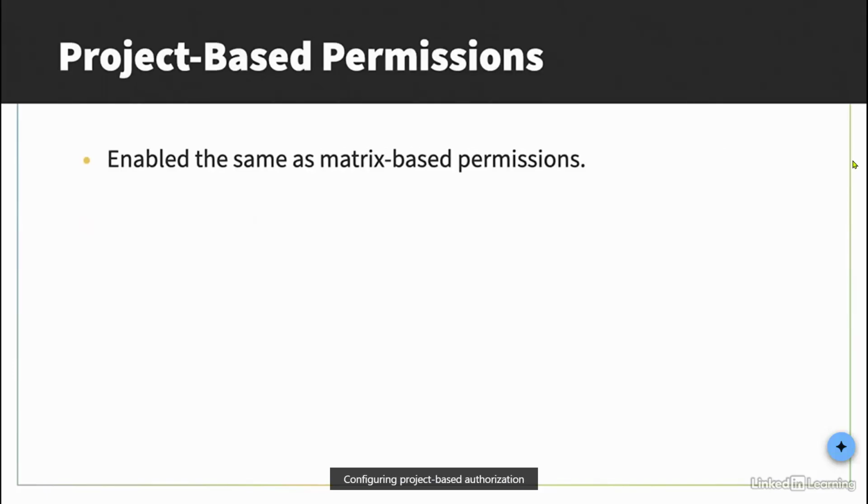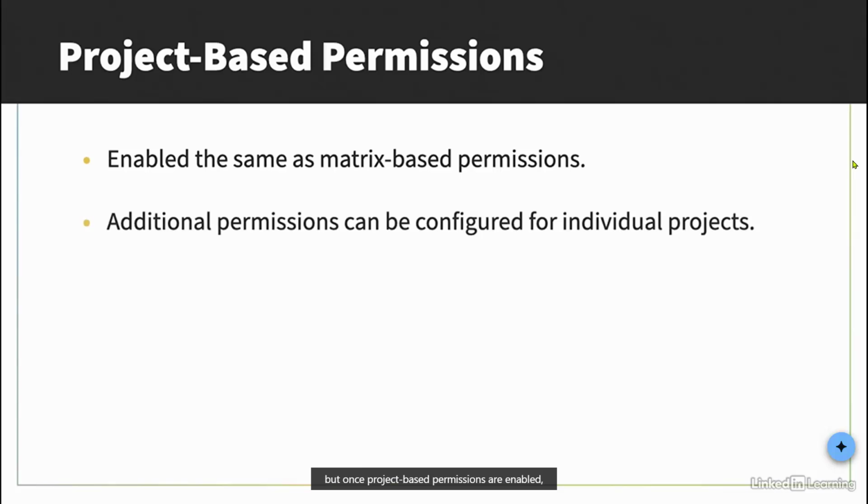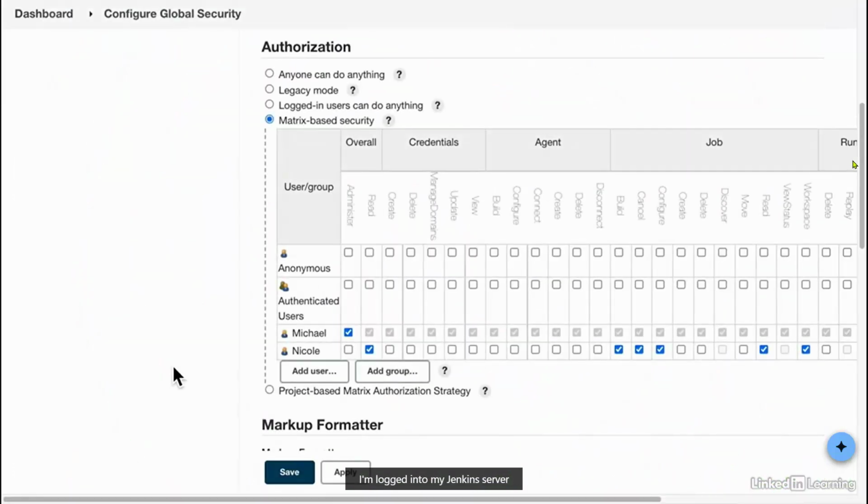Configuring project-based authorization is done the same way as configuring matrix-based authorization. But once project-based permissions are enabled, each project and even folders can be configured with their own permissions. Let's see how this works in an example. I'm logged into my Jenkins server and I've already opened the Configure Global Security menu. I want to switch from matrix-based security to project-based security, and the easy part is just clicking this radio button here next to project-based matrix authorization strategy.